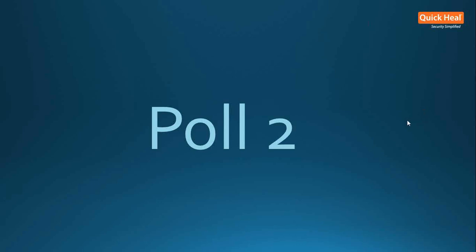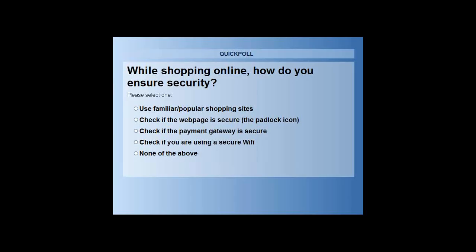This brings me to another poll today, and I would like to know from today's audience, while shopping online, how do you ensure security? I'll repeat the question for today's audience. While shopping online, how do you ensure security? Do you use familiar popular shopping sites? Do you check if the page is secure with the padlock icon? Do you check if the payment gateway is secure? Check if you're using a secure Wi-Fi, or none of the above. Can you tell us which one comes to your mind when you are doing online shopping?